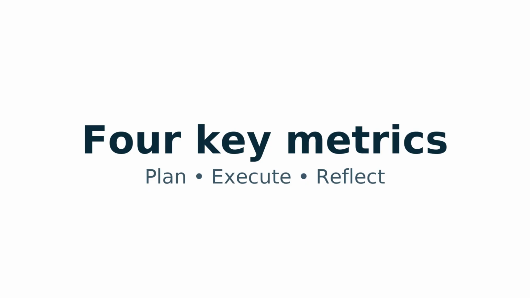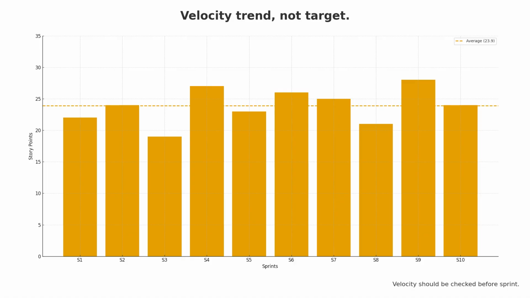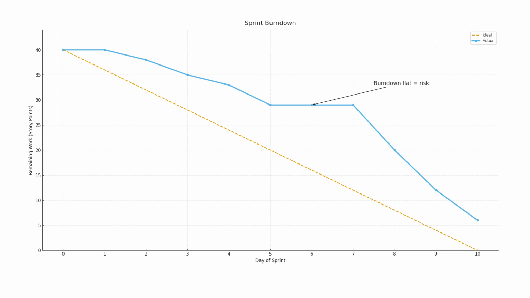4 key metrics for plan, execute, reflect. Velocity. Velocity is a trend, not a target. Velocity should be referenced before starting sprint execution, during sprint planning, to size an increment, not to pressure the team. Sprint burn down. Burn down shows remaining work across days. A flat line means risk. Surface the blocker immediately. Collaborate to unblock. Monitor burn down pattern regularly during sprint.